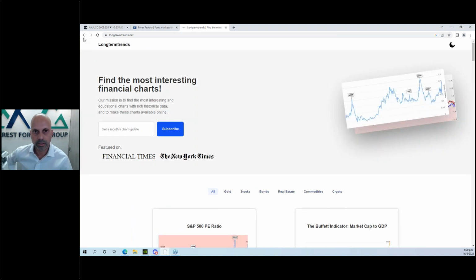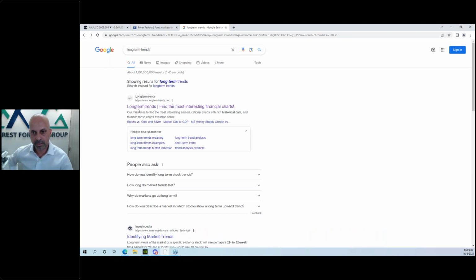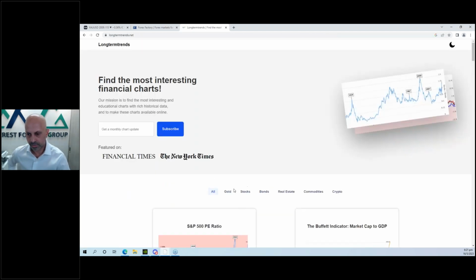Sorry, so just search for long-term trends, and you should see this website, longtermtrends.net. Take note of this website. You can click on it, and it gives you all the correlations and inverse correlations or relative performance of all the various asset classes. But we're just going to look at gold for today.